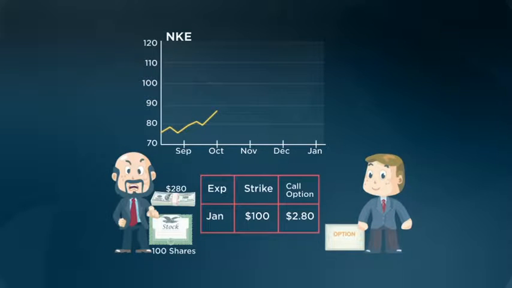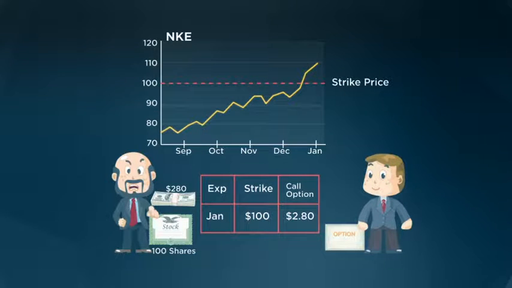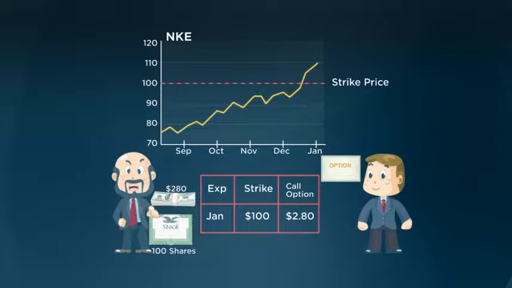Now, the other possibility is that the options actually do go into the money. Suppose, for example, that Nike's price rises to $110 per share and the holder of the options exercises them. Now, in most cases, options are cash settled, which means that you would have to simply pay the difference between the market price of the shares and the strike price of the options.